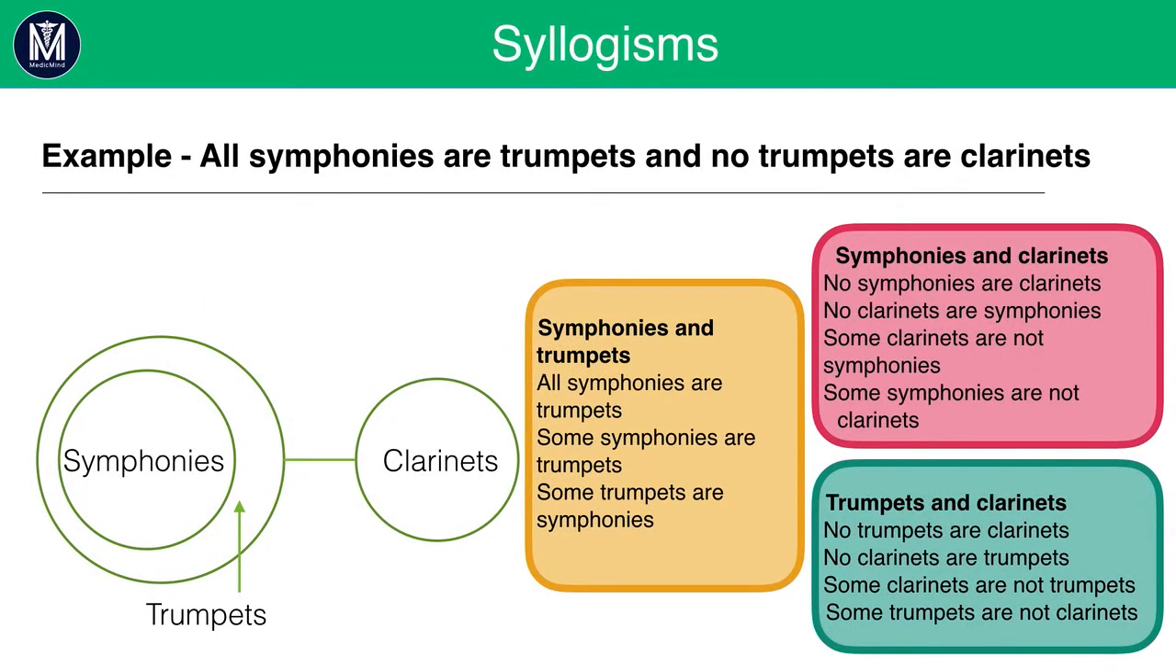All symphonies are trumpets and no trumpets are clarinets. So what is the relationship between symphonies and trumpets? As always, all symphonies are trumpets, some symphonies are trumpets, and some trumpets are symphonies. No trumpets are clarinets. This means no trumpets are clarinets, no clarinets are trumpets, some clarinets are not trumpets, and some trumpets are not clarinets. Between symphonies and clarinets, no symphonies are clarinets, no clarinets are symphonies, some symphonies are not clarinets, and some clarinets are not symphonies.